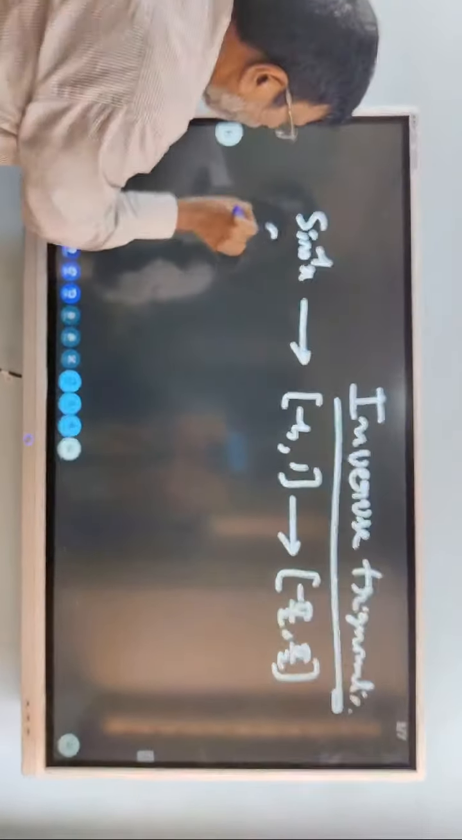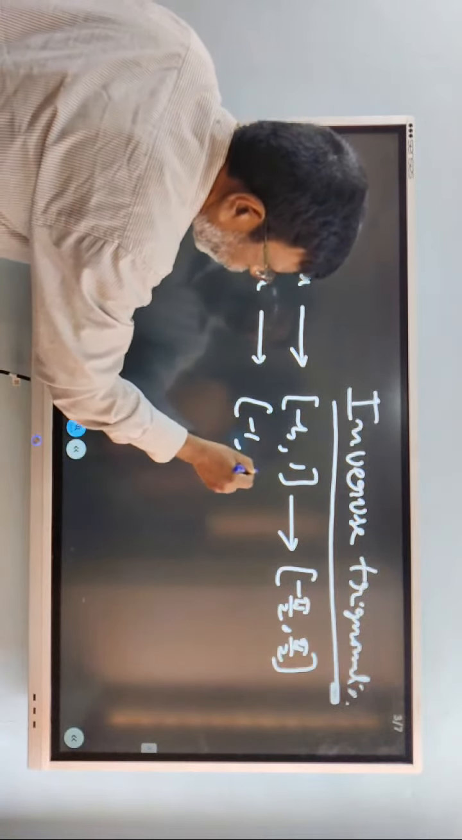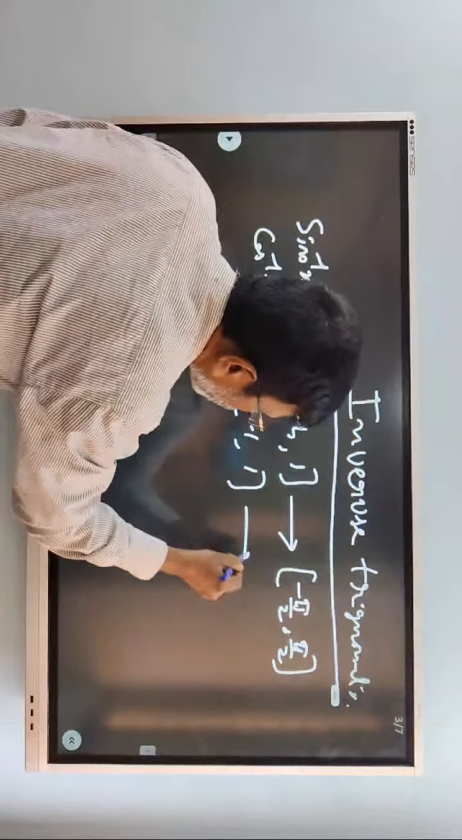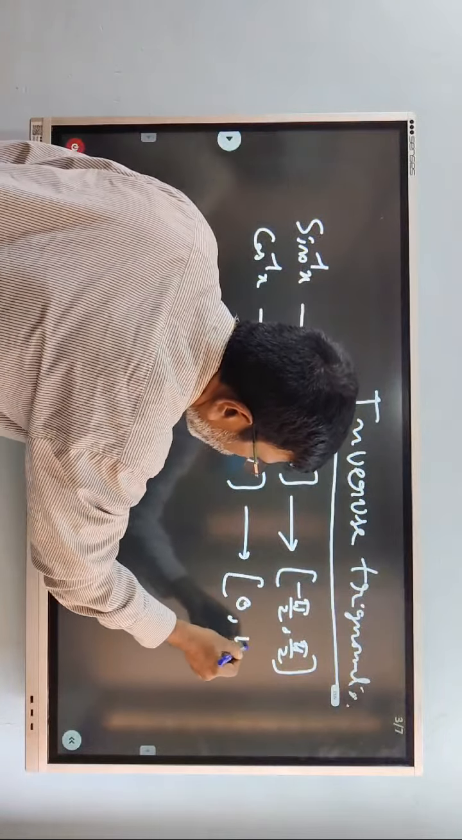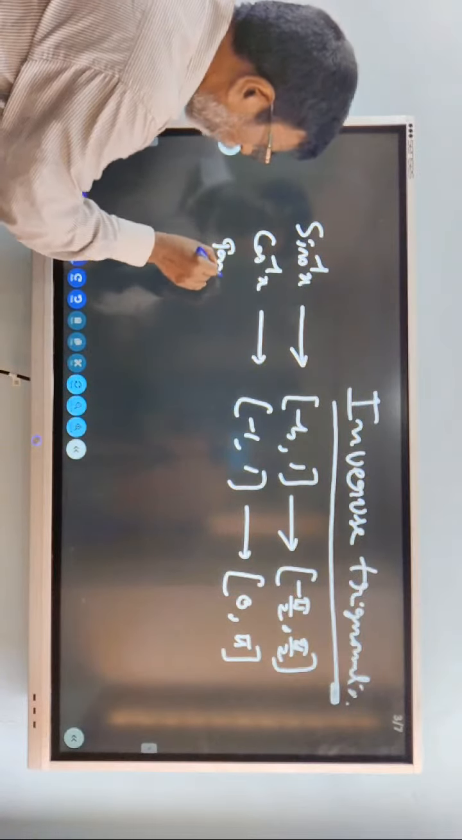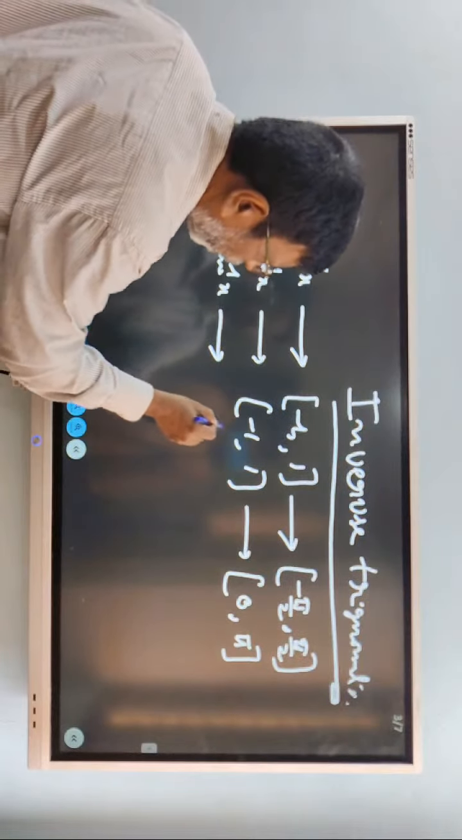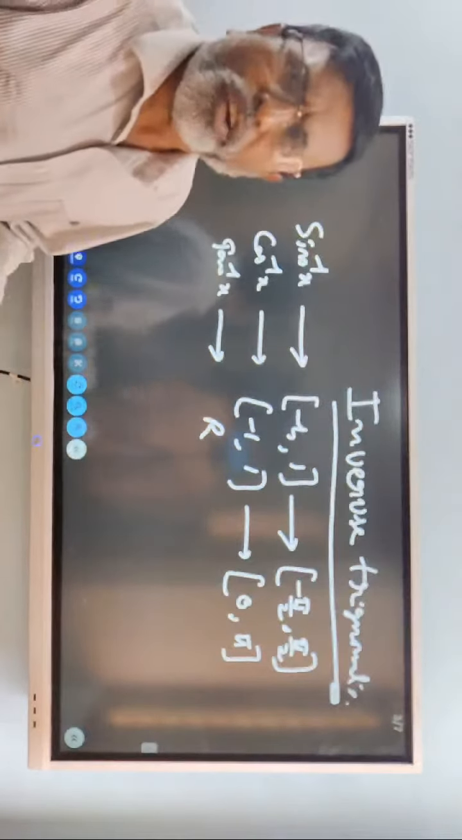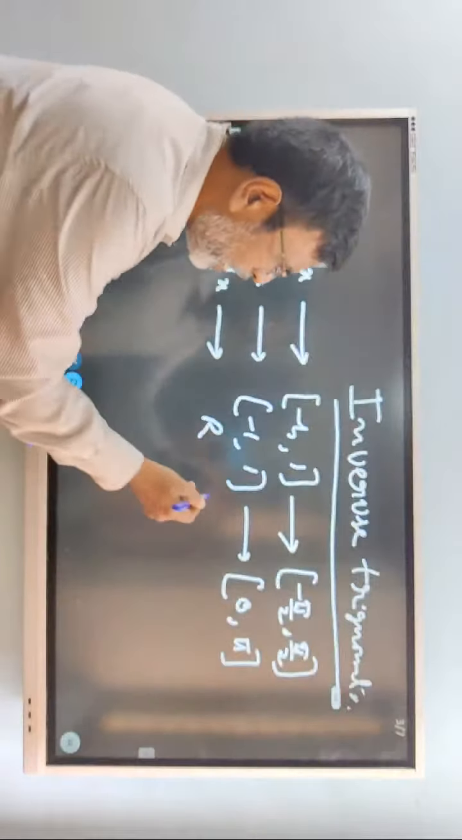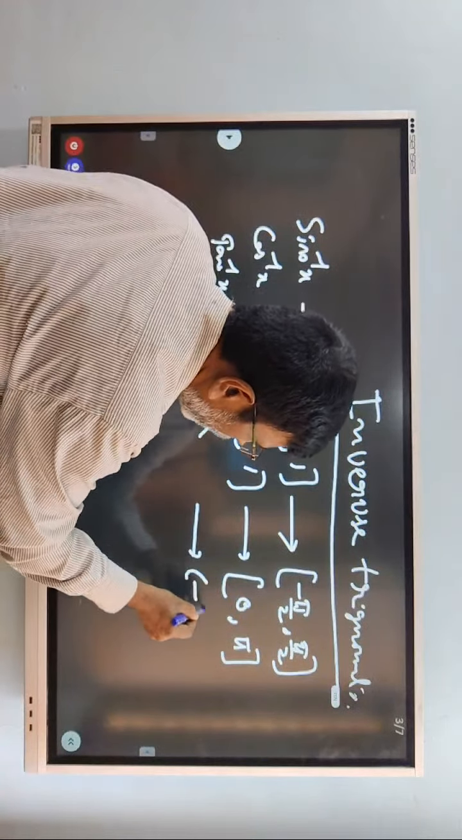So similarly, cos inverse x, the domain must be minus 1 to 1. Again here the range changes. It is nothing but 0 to pi. So similarly, tan inverse x, what is the domain and range we are going to discuss? It is defined for all real values. The range is nothing but the open interval minus pi by 2 to plus pi by 2.